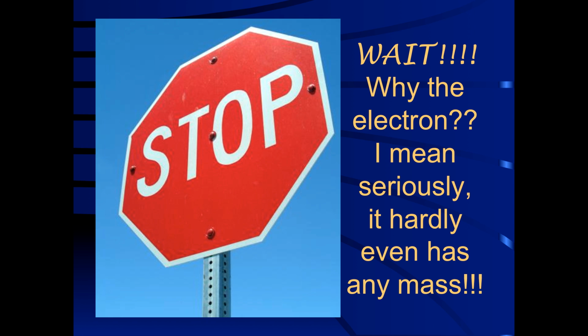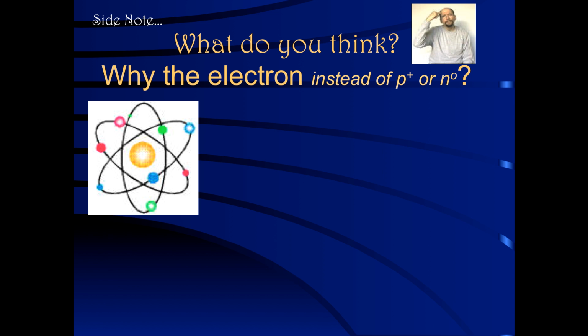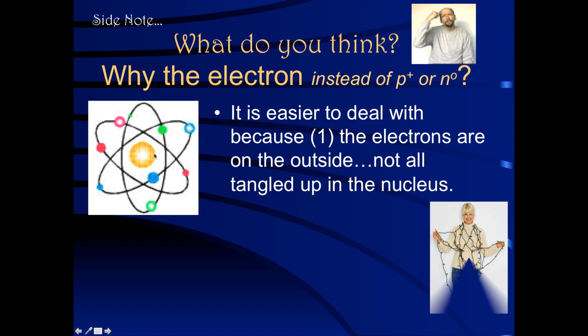But then the question you might be thinking is, well, wait a second, why the electron? I mean, it's tiny, it barely has any mass. So let's talk about a little side note. Why the electron? Think of what the structure of the atom looks like. Why would the electron be so important in terms of getting happy instead of the protons or the neutrons? Well, one thing is that they're on the outside. So they are far away from the nucleus, so they're not all tangled up in that dense center, which would be hard for other atoms to get to.